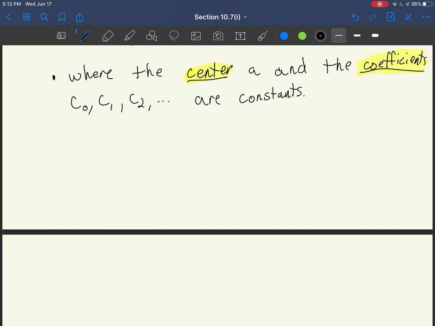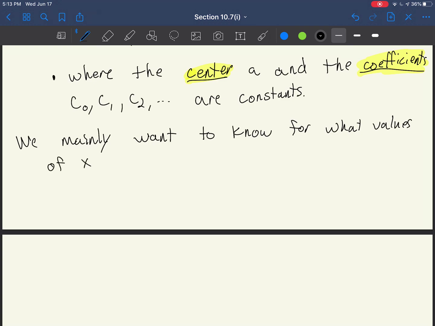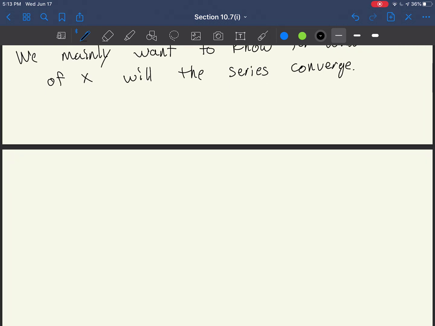With power series, the main thing we want to know is for what values of x will the series converge. So this is really asking, since we're viewing a power series as a polynomial, what is the domain of a power series. And this is what we're going to look at in this section. For what values of x will the series converge? We're going to look at how we're going to go about finding that.